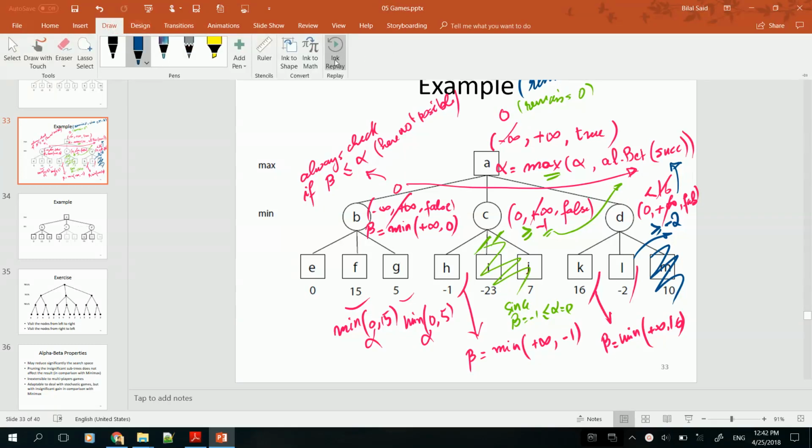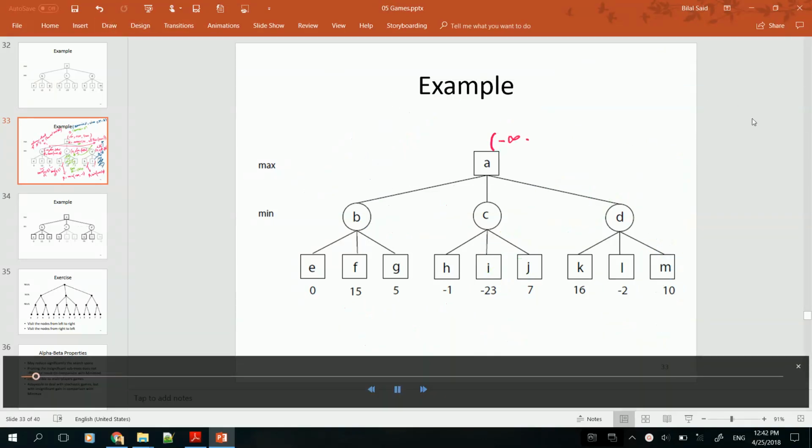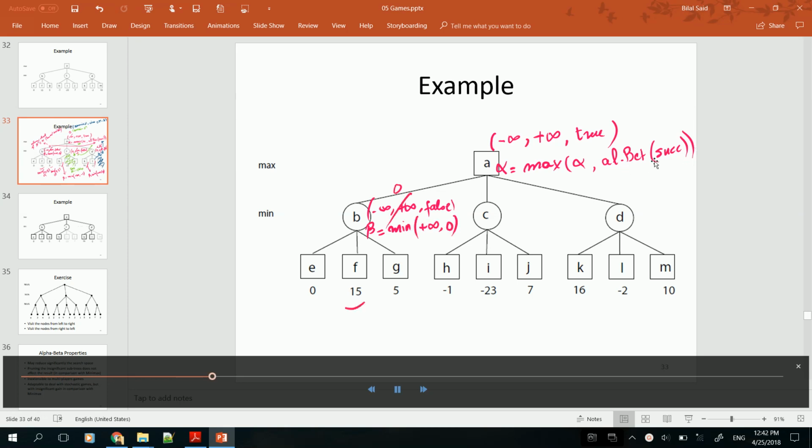So let's see together how the alpha-beta algorithm is working. We start with the initial node having alpha at minus infinity and beta at plus infinity. And we're calculating now, trying to update alpha by calculating the alpha-beta value of the successor here. We send minus infinity and plus infinity to it.